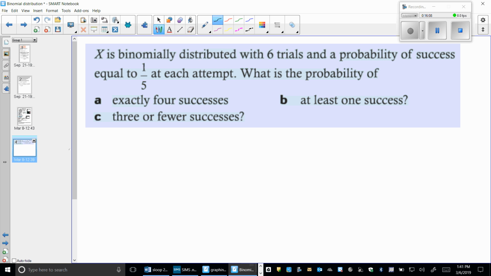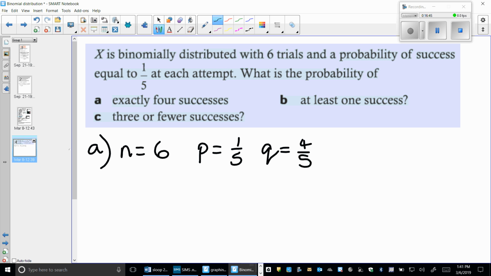So, X is binomially distributed with 6 trials and a probability of success of 1/5 at each attempt. What's the probability of exactly 4 successes? So this time we'll use those calculator instructions. Let's establish our values, because I like doing that. For A, N is 6, P is 1/5, Q is 4/5, and for this question, R is 4.